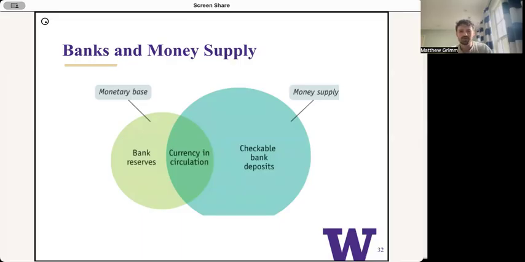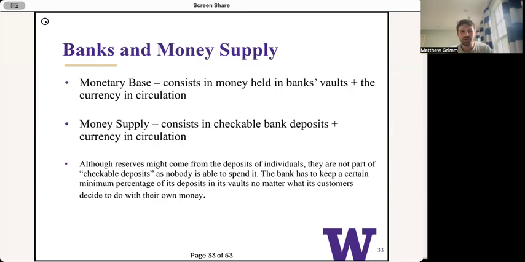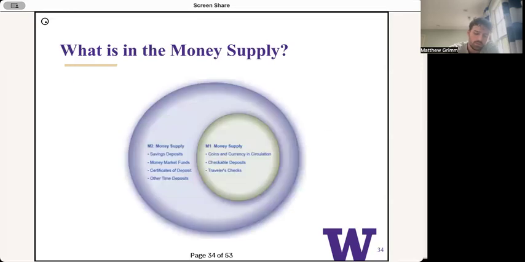Here we have a nice little graph right here. We have the money supply and the monetary base. So we have bank reserves, the currency in circulation, and then we have checkable bank deposits. Very nice. What's the monetary base? It consists of money held in banks' vaults and the currency that's in circulation, and then the money supply consists of checkable bank deposits plus the currency in circulation. So although reserves might come from the deposits of individuals, they're not part of checkable deposits as nobody is able to spend it. So the bank has to keep a certain minimum percent of its deposits in its vaults, no matter what its consumers decide to do with their own money.